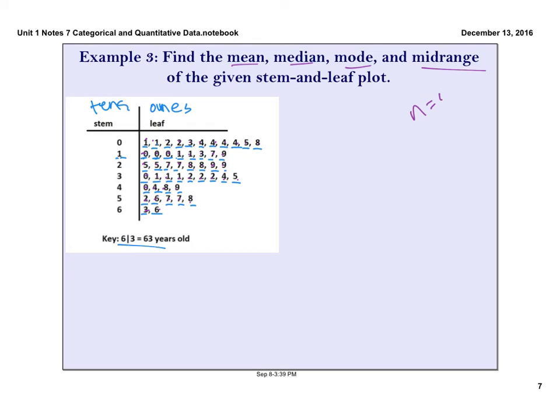So my N here is 47. Okay. So in order to find the mean, I have to actually go through and add all of these things up. So I'm going to take a minute on my calculator and add them. Now it's going to take me a bit, so I'm going to pause my video. I want you to pause your video as well and grab your calculator.